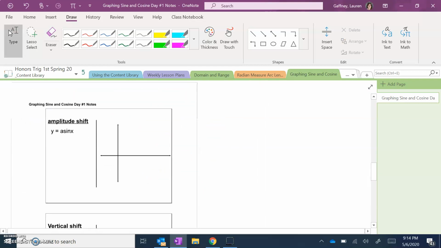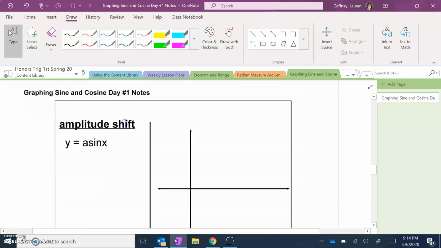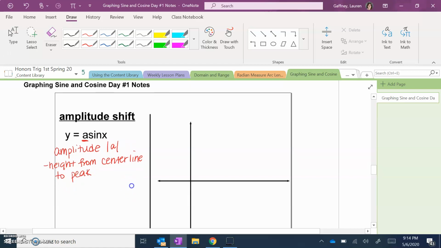Okay, amplitude shift. So notice here in front of the sine, I have this a value. That is your amplitude. Now your amplitude is technically the absolute value of a. I don't care if it's negative or not, I just want the number. So if it had a -2 out front, you would just tell me the amplitude is 2, not -2. And the amplitude is the height from the center line to the peak. When you see this, we'll see what I'm talking about.